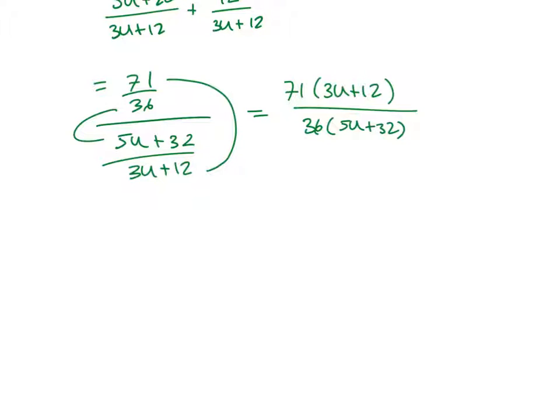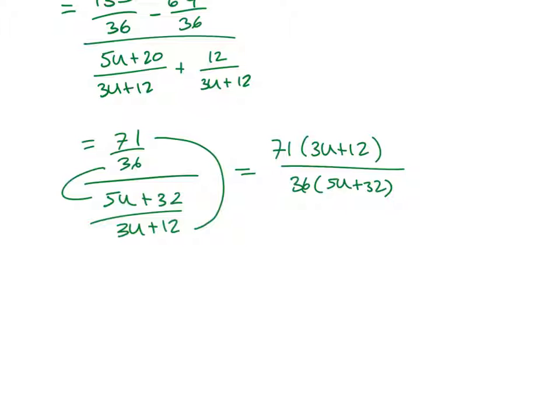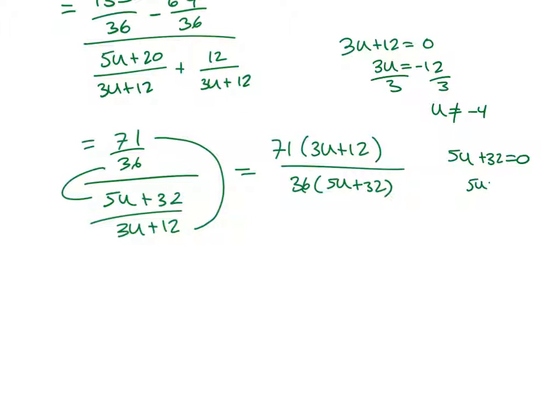Now, right here on this one, it's a little bit different. My exclusion, right? Because 3u plus 12, I have to exclude it also. Why? Because at this point right here, I have it in the denominator. So that means that from here, 3u equals negative 12 divided by 3. So u cannot equal negative 4. And down here, 5u plus 32 equals 0. 5u equals negative 32 divided by 5. So that means that u cannot equal negative 32 over 5.